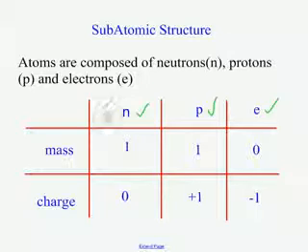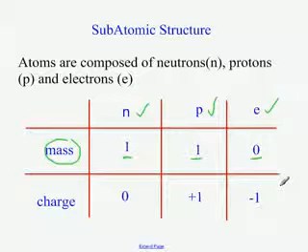So let's talk about mass first of all. The mass of a single neutron is 1. The mass of a proton is 1, and the mass of an electron is actually 0. Now that kind of throws some people. 0, how can something have a mass of 0? It wouldn't really be matter. Well, it does actually have a mass. It's very, very small, 0.000 something like that. But for our purposes, let's consider it to have a 0 mass.